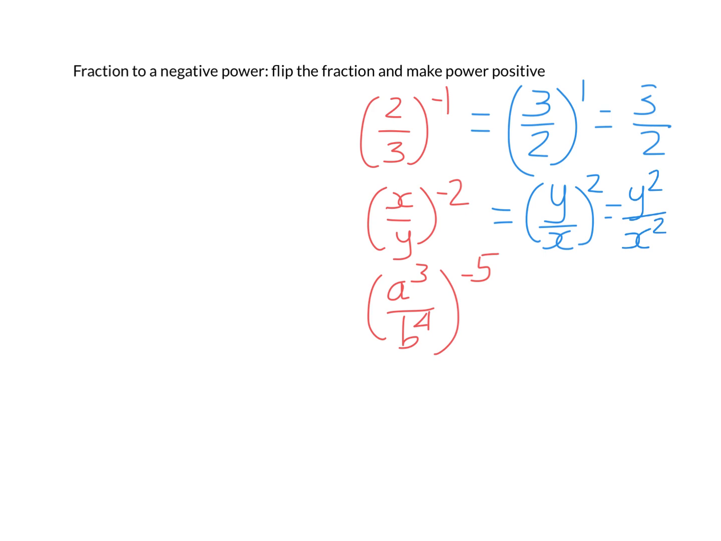Let's do one more example. a cubed over b to the power of 4, all to the power of negative 5. So we simply flip the fraction and we change the power to positive. So using previous index laws, we're going to raise the top to the power of 5. So keep the same base, multiply the powers. And then we're going to do the same to the bottom. Keep the same base and multiply the powers.